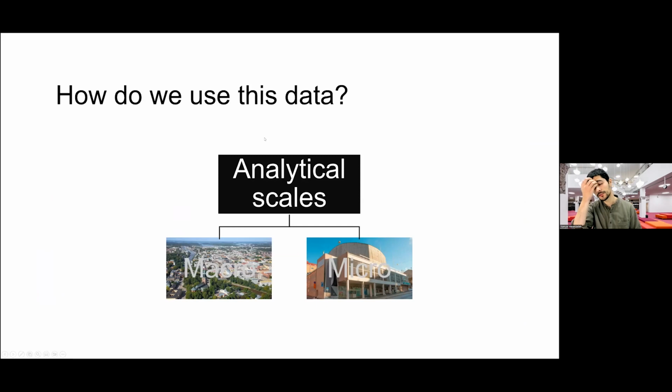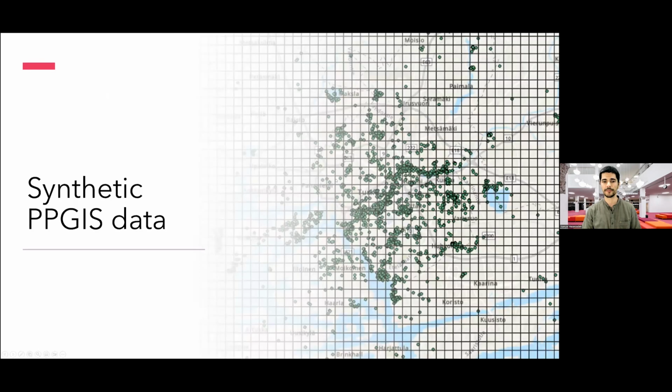What I was working on during this project was to develop ways of analyzing this kind of 3D PPGIS data. We use this framework of dividing the analytical methods into macro level and micro level analysis. Macro level meaning that you study the whole city or a large region in general, or micro level looking at a small block in the city or some smaller area.